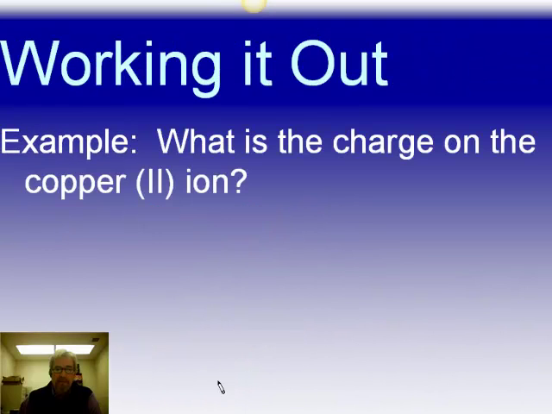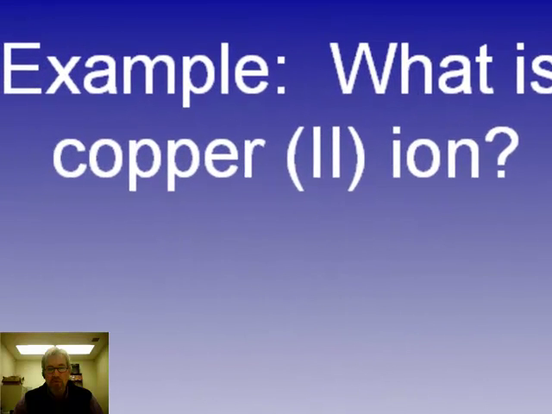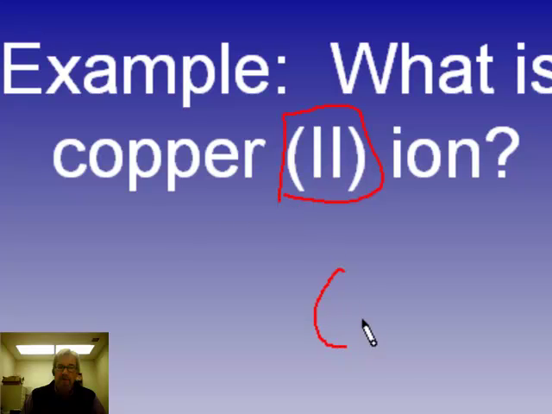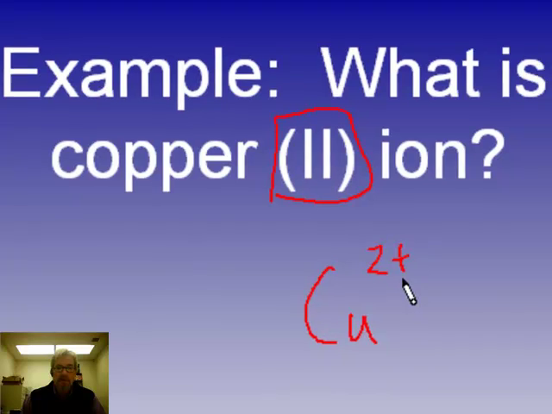You try one. What's the charge on the copper(II) ion? Well, it's very simple. Just look at the Roman numeral, and that's the charge. Cu is copper's symbol. It's 2+ because of the Roman numeral 2.